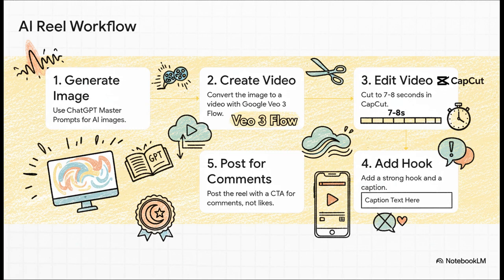Let's walk through the AI Reel workflow step by step so you can see exactly how it works. First, we use ChatGPT with our master prompts to generate high-quality AI images. This ensures our brand has a consistent look and feel. Second, we take those images and convert them into short videos using tools like Google's VF3 Flow. Third, we do a quick edit in a simple app like CapCut to get it down to that perfect 7 to 8 second length. Fourth, we add a powerful hook. That's the first line that grabs attention and a compelling caption. And the final step, we post the reel. But here's the key. Our goal isn't just to get likes. Our goal is to get comments, because that's what kicks off our automation system.